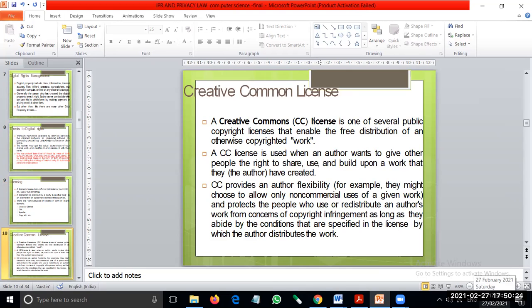Now Creative Commons license is one of several public rights licenses that enable the free distribution of an otherwise copyrighted work. So Creative Commons license, copyright license है जो free distribution करता है. And Creative Commons license is used basically when the author wants to give people the right to share, use and build on your work. So you can share it and perform any work.